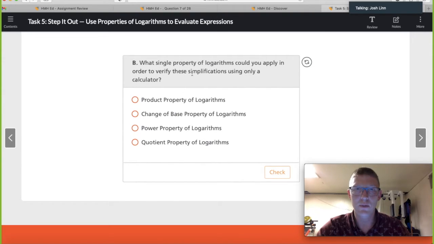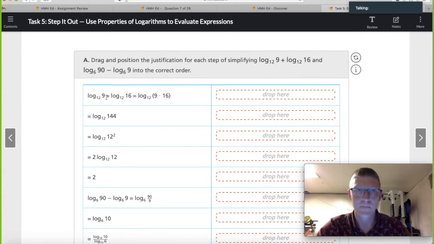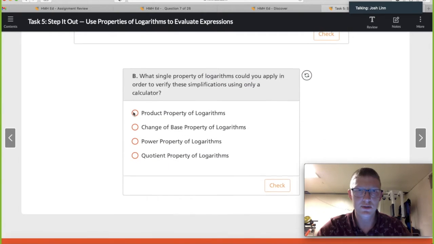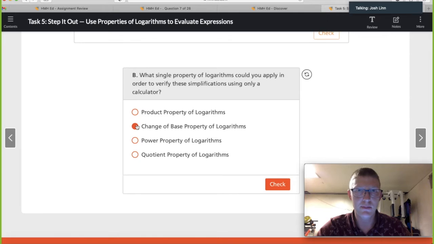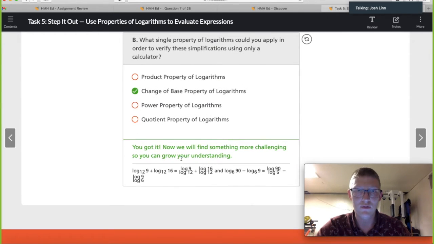What single property of logarithms could you apply in order to verify these steps using only a calculator? I would assume change the base. That's what they're probably going for because your normal calculator can't do log base 12, so you'd have to turn them into like log base 10 or log base E, whatever.